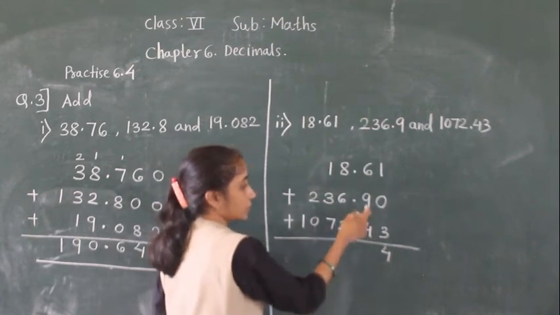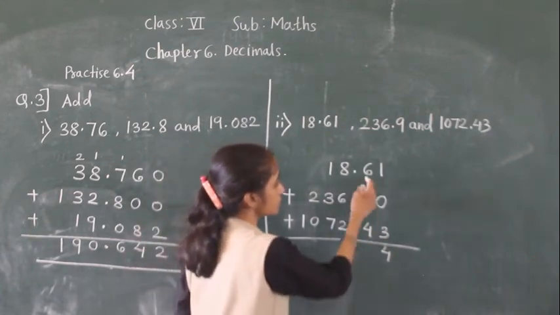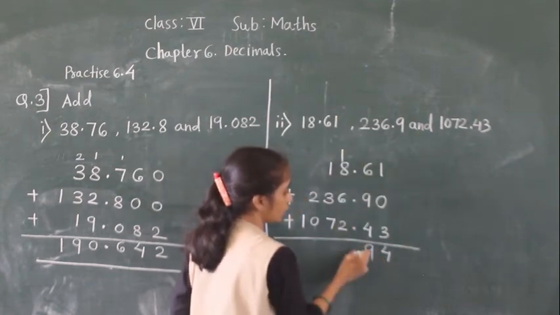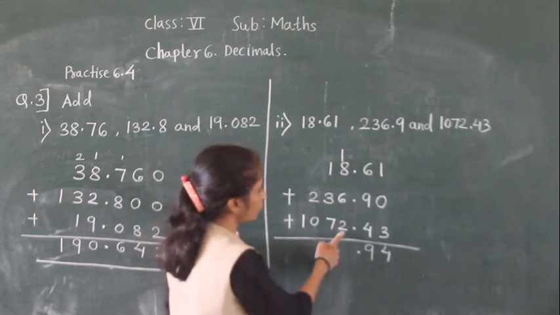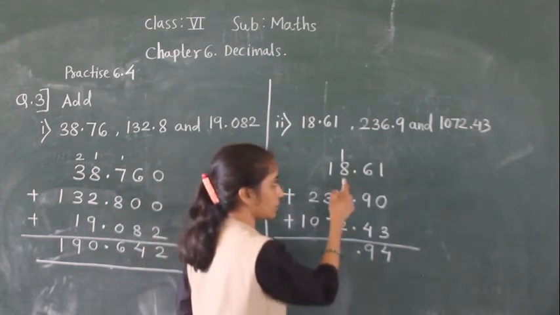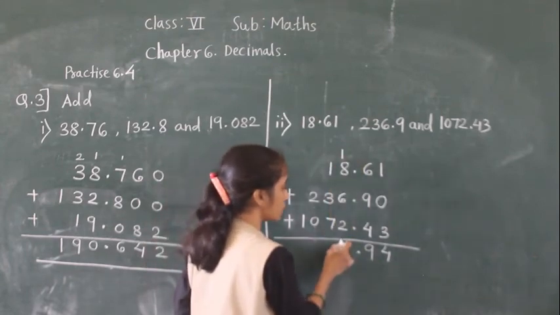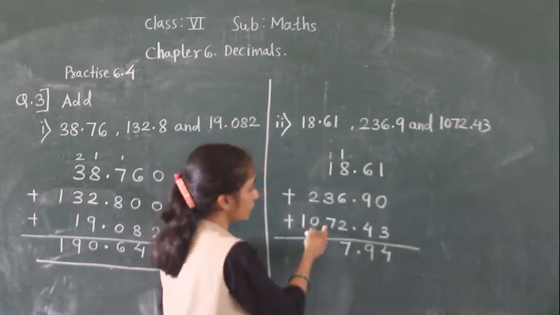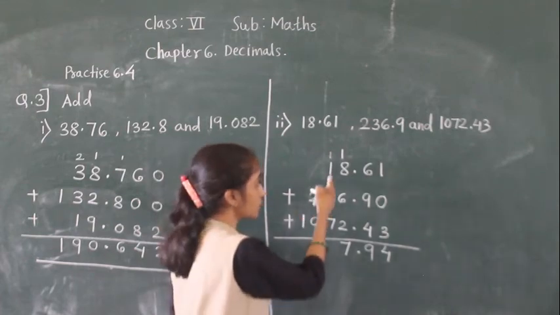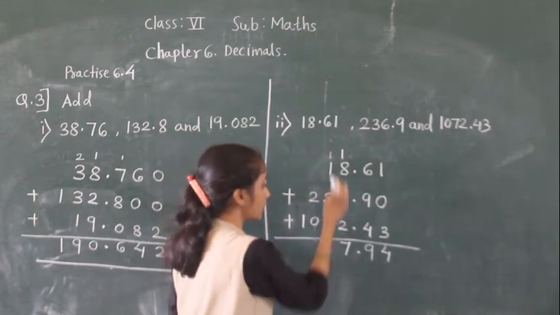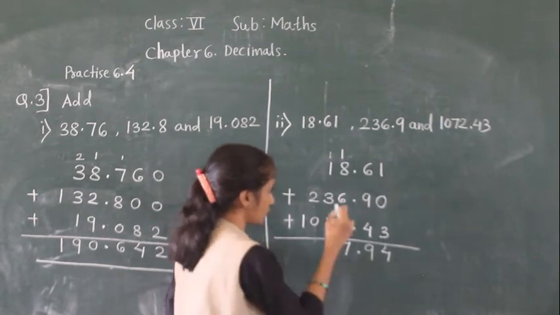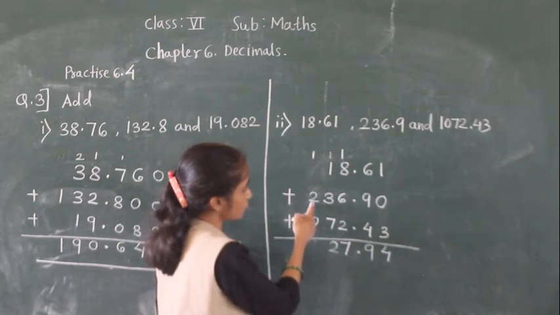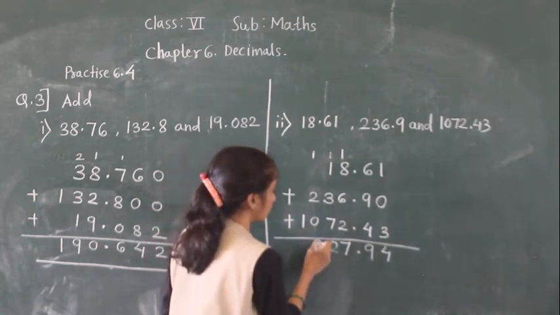4 plus 9, 13. 13 plus 6, 19. Okay. So 1 is carry. Give the decimal point, down of decimal point. Now 2 plus 6, 8. 8 plus 8, 16. 16 plus 1, 17. So 7 will come here. 1 is carry. Okay. 7 plus 3, 10. 10 plus 1, 11. 11 plus 1, 12. Okay. So now this 1 is carry here. 0 plus 2. 2 plus 1, 3.